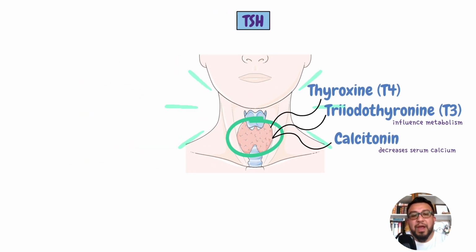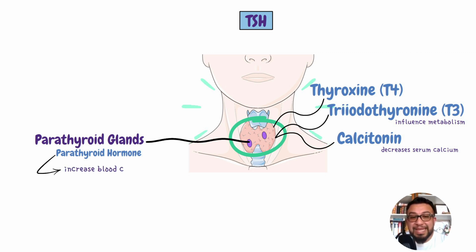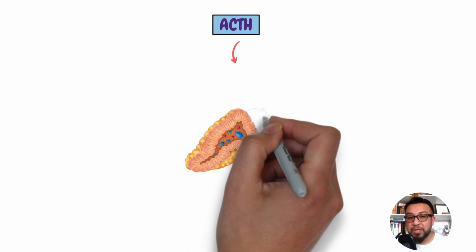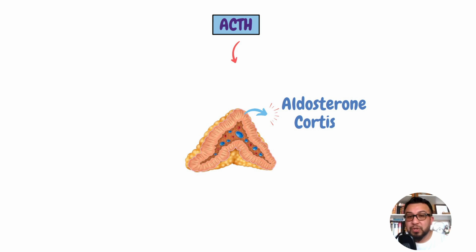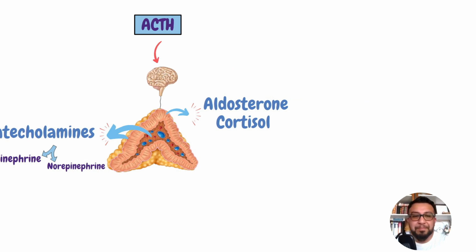Now, behind the thyroid gland, you have the parathyroid gland. These glands secrete parathyroid hormone, or parathormone, PTH, and what this does is increase blood calcium levels. ACTH acts on the adrenal glands, which are composed of the adrenal cortex, which secretes aldosterone and cortisol, and the adrenal medulla, which secretes catecholamines, which are epinephrine and norepinephrine. And these are controlled by the nervous system.